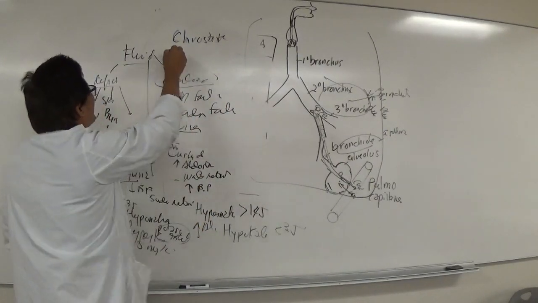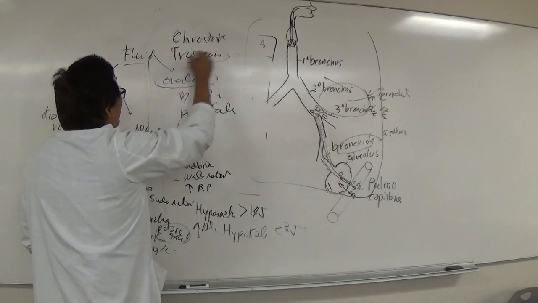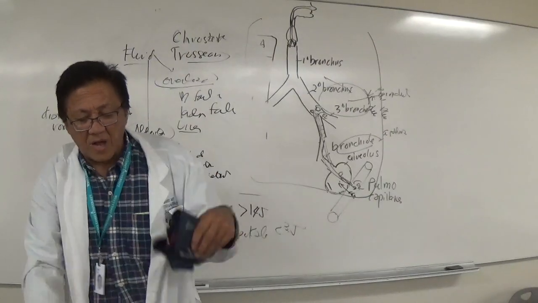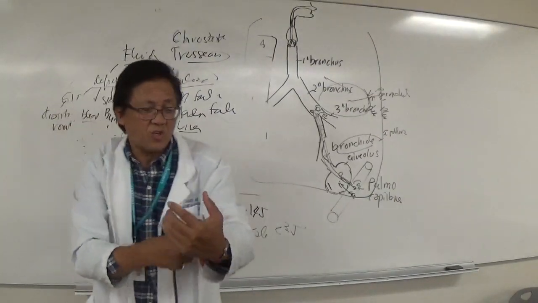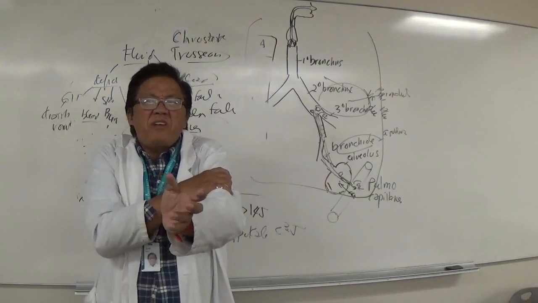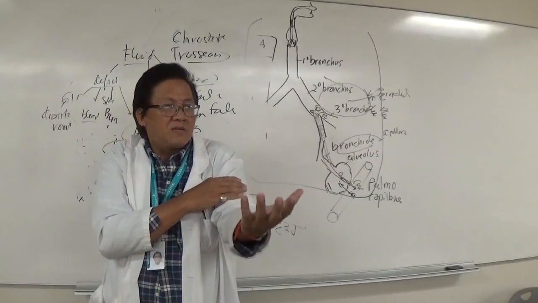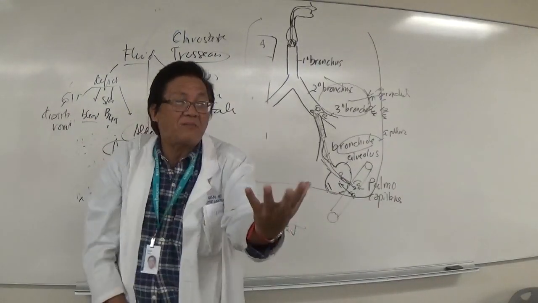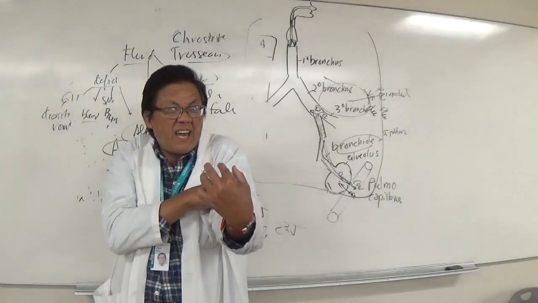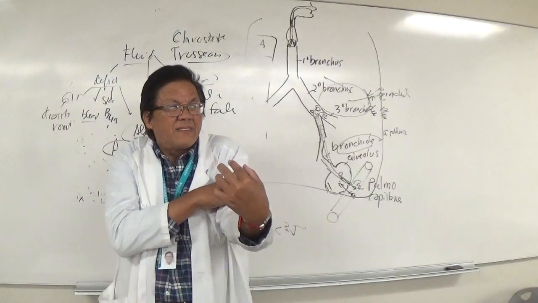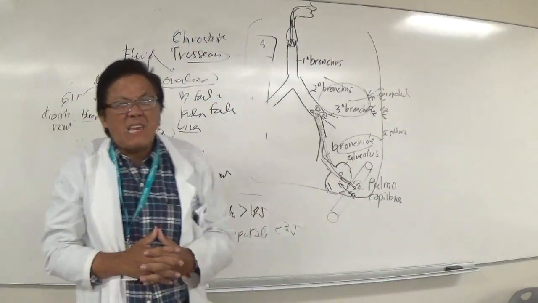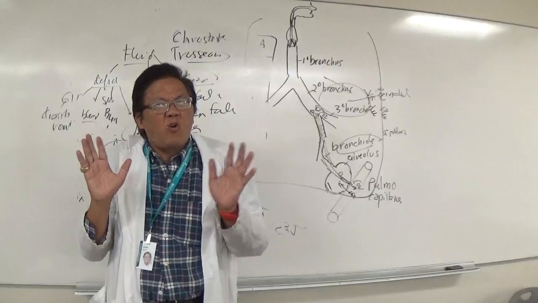Now, what about Trousseau? Okay. So what you normally do is you get a cuff from a sphygmomanometer, you put the cuff here on the arm, and normally between 120 to, let's say, 80 or 100, you keep it for 3 minutes, and what will be the effect? Carpal spasm. Carpopedal spasm, but more like this. Keep it for 3 minutes, and then what happens to the hand and wrist? It closes. Like this, okay? Is that a positive Trousseau sign? And if you have positive Chvostek's, there will be muscle twitching. Is that an indication of hypocalcemia? Yeah.